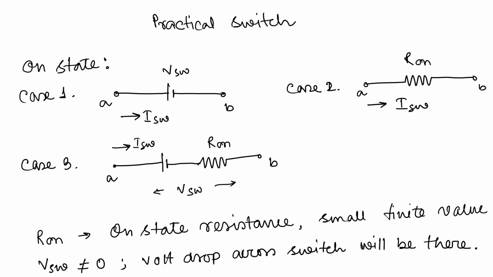So for the first case, we can consider there is a voltage drop across the line during the on state, a small voltage drop. Case 2, there is an on state resistance. This R1 value is very small, 0.001 ohm, like that, but there is still an on state resistance. Due to this on state resistance, there is a small voltage drop across this line.